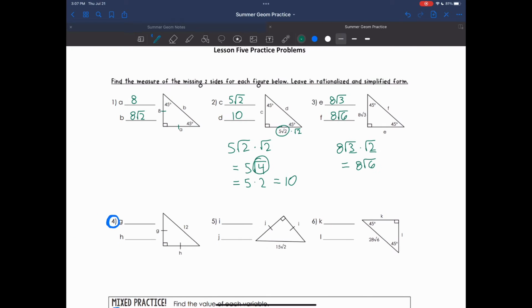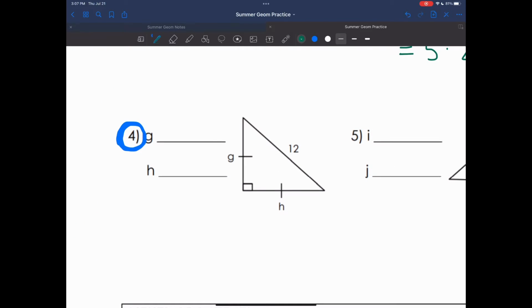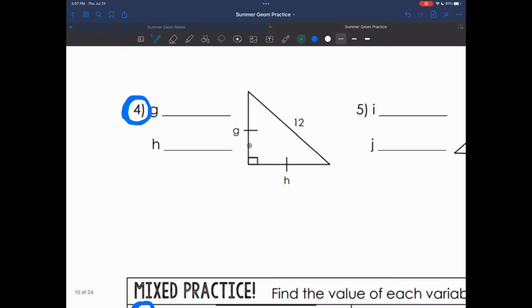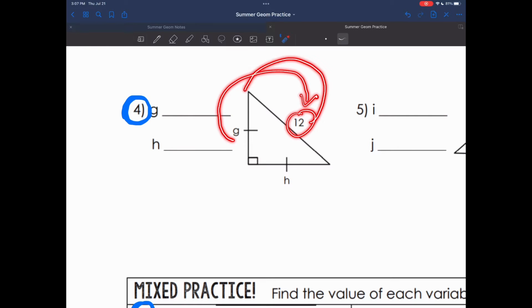Okay, number 4, looks like we'll have to do some rationalizing on this one. They don't give you either leg, they give you the hypotenuse. So we know that we have to work backwards to find the legs, and think in reverse, right? If we had been given the leg, we always multiply it by the square root of 2 to get this thing. So what's the opposite of multiplying by square root 2? Well, we would divide by square root 2.